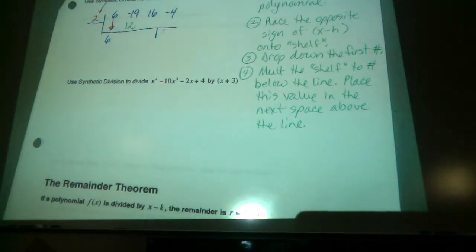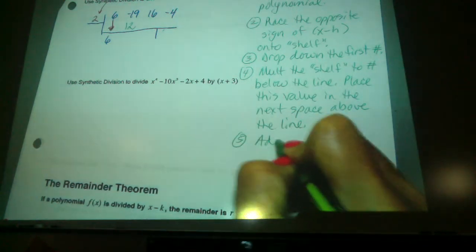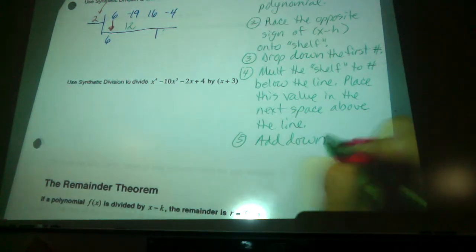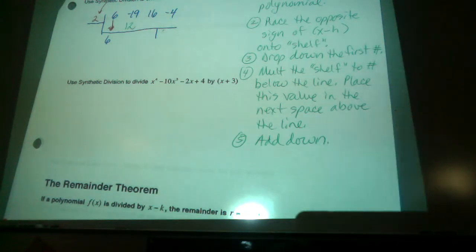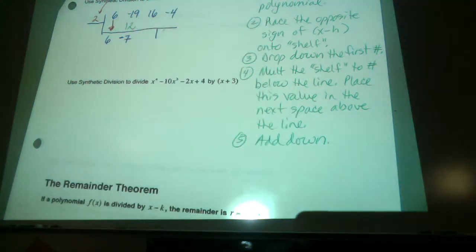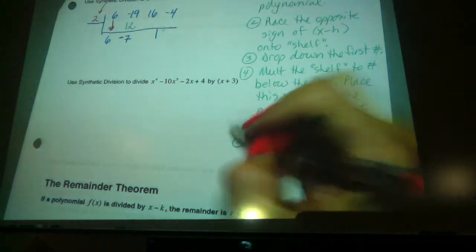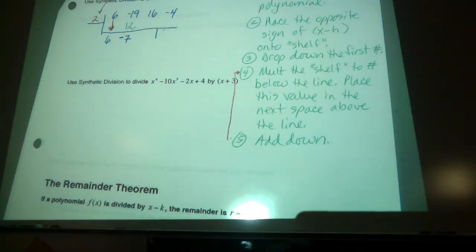Then similar to long division, your fifth step is to just add down. And so we're going to add down and place that value below the line. So in this case, I get a negative 7. Then the process starts all over again, but you just repeat steps 4 and 5 over and over again until you finish. You don't have to repeat the whole process.